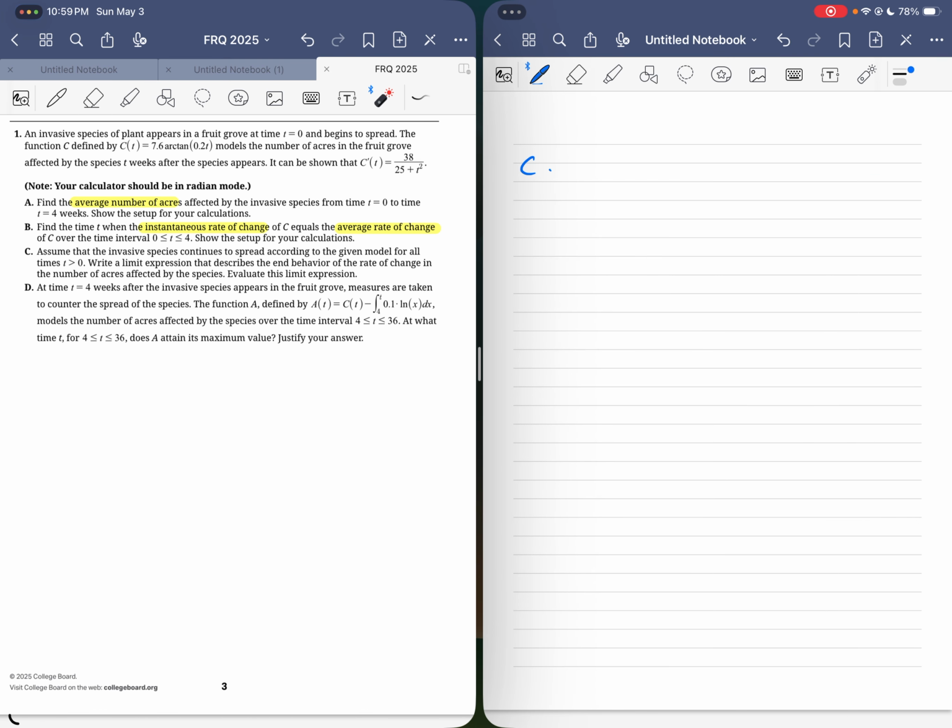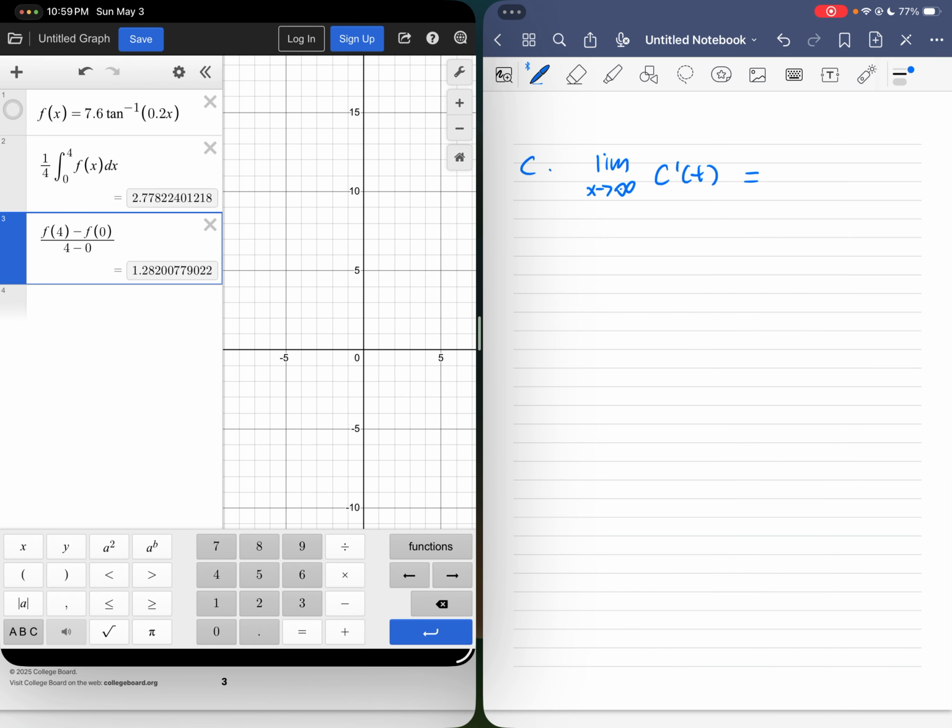Assume the invasive species continues according to the given model. Also, you want to find the limit value for this one. It's really not that difficult. The only thing you have to do is take the limit as x approaches infinity, because if it continues to grow, you want to find the end behavior of the rate of change. So you want to find C of t, right? You just look at the things.